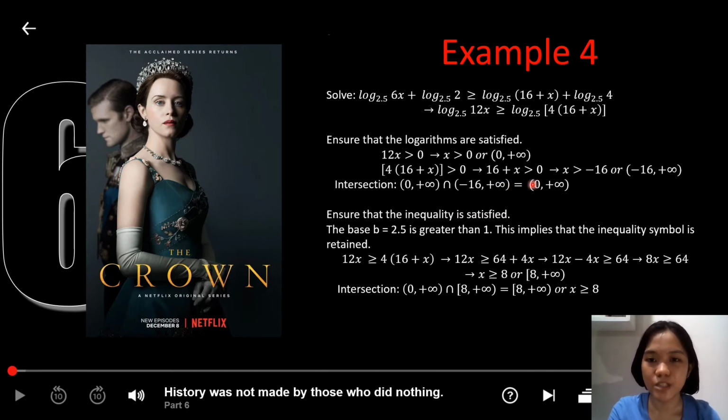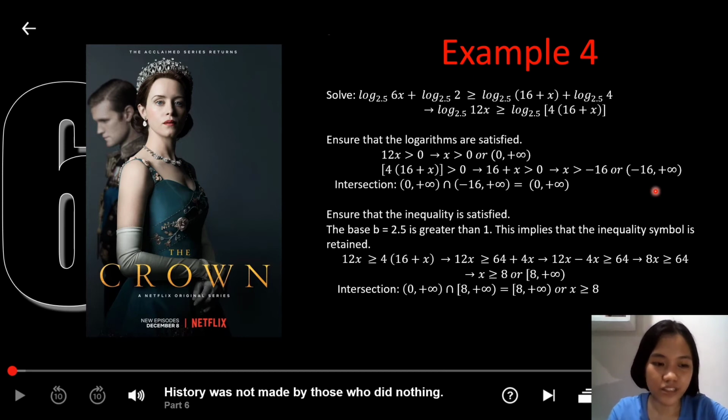And by transposing positive 16 onto the right side, we get negative 16. Hence, the final answer, or the result, is that x is greater than negative 16, or in interval notation, we get negative 16 and positive infinity. Now, the intersection of 0, positive infinity, and negative 16 and positive infinity is 0 and positive infinity.